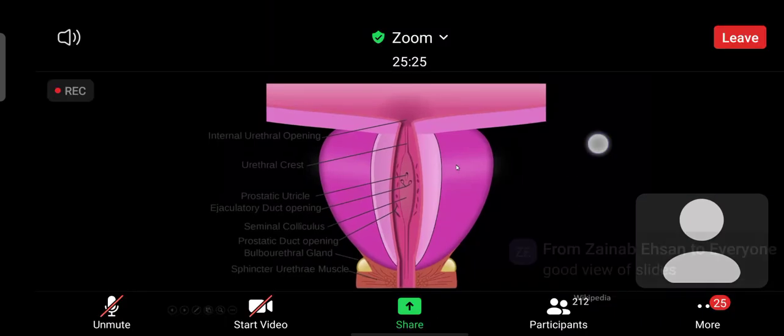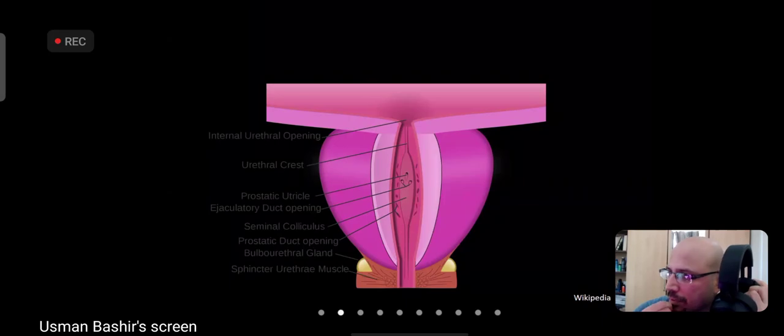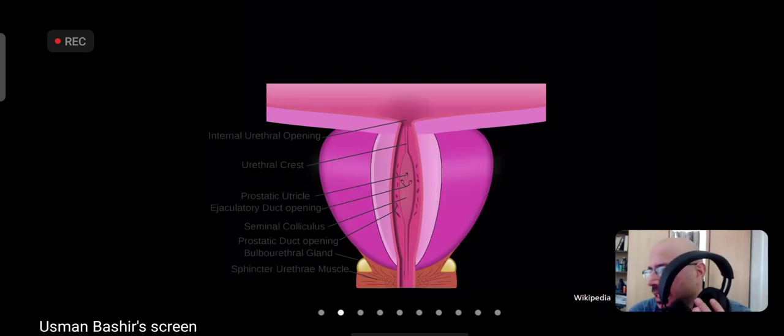So this is a slide about prostate anatomy, gross anatomy of the prostate. Let's talk about imaging anatomy. It's very important to know, obviously. This is a very good picture from Wikipedia. The prostate gland is pyramid shaped.